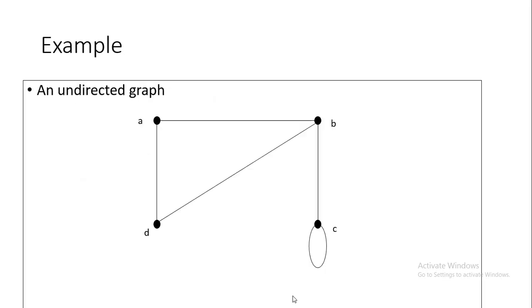See here one example of the undirected graph. A, B, C, D, these are the vertices. There are edges also, AB, BC, AD. So in this graph, there is no direction. Every edge is not directed, meaning undirected. That's why this graph is called an undirected graph.